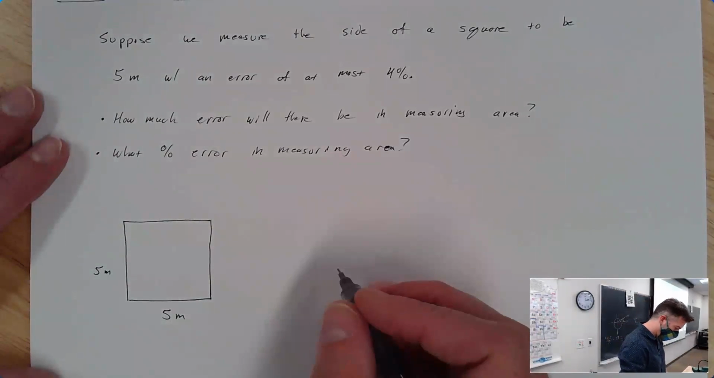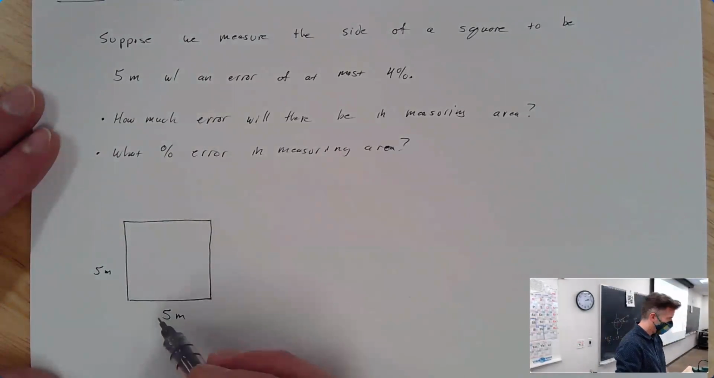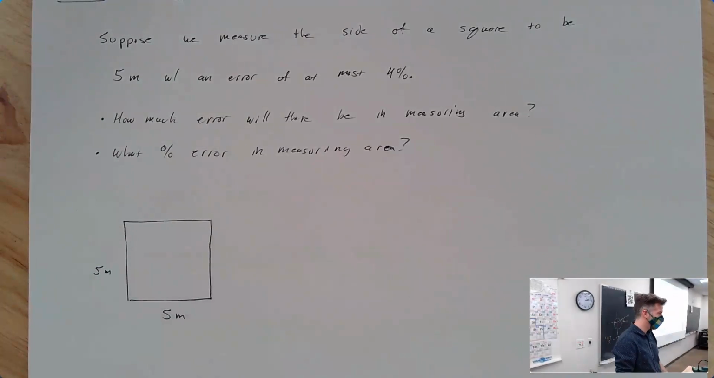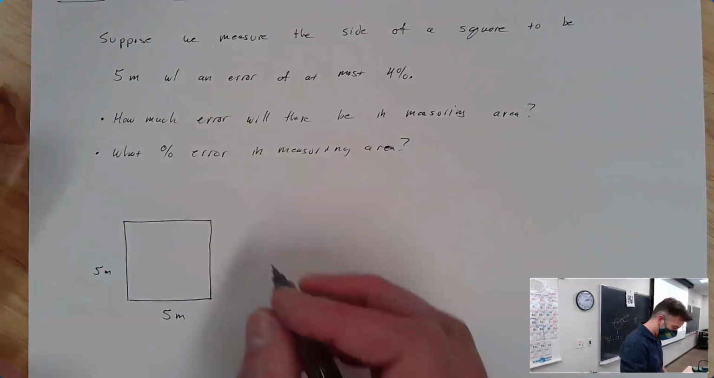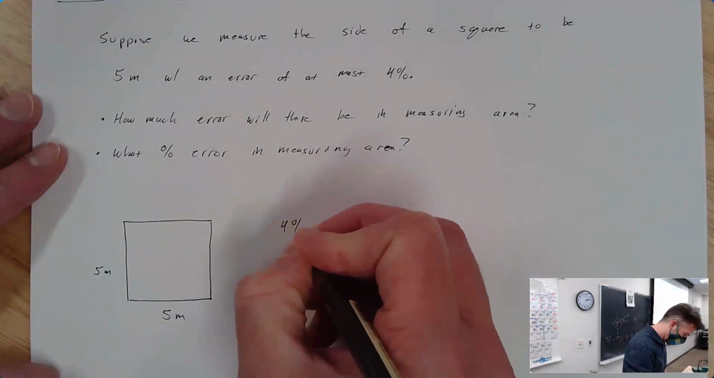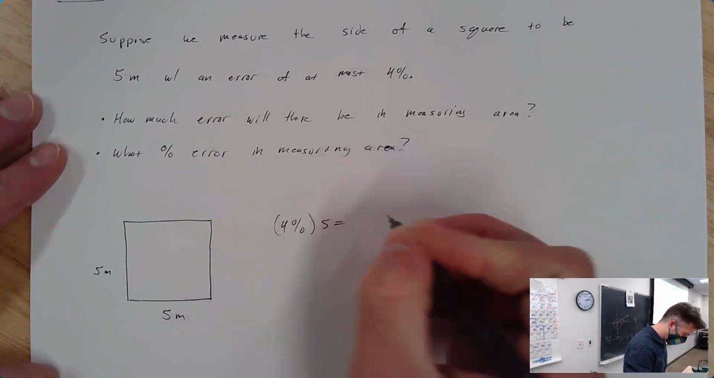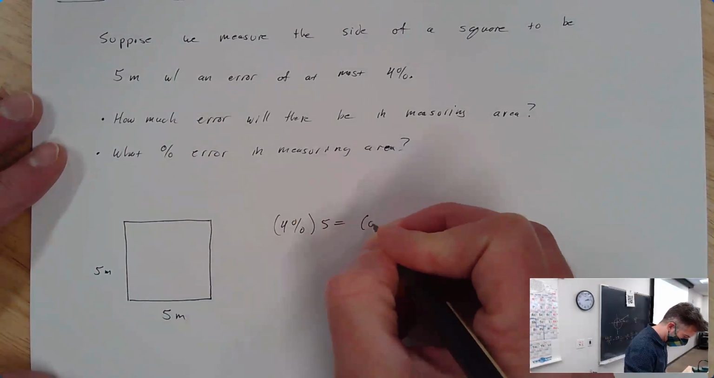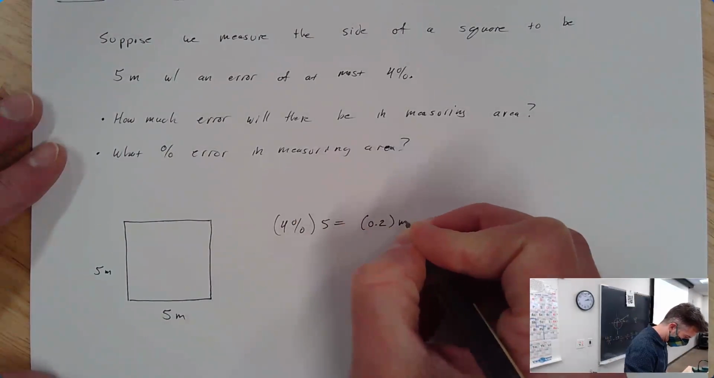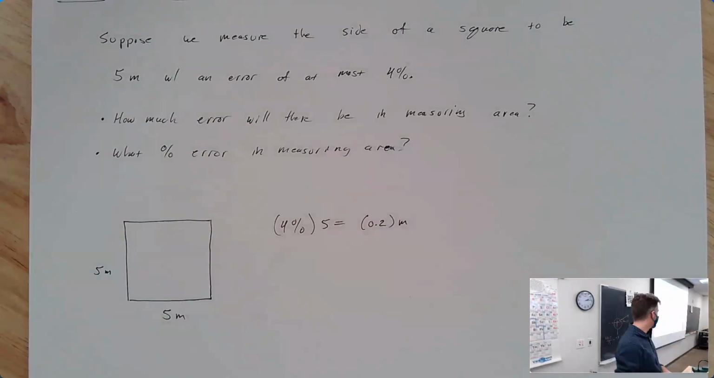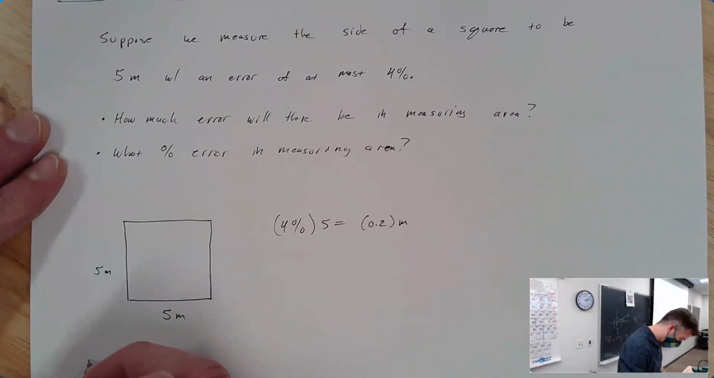But it really could be between. So how small could the side actually be if you have a 4% error? Well, 4% of 5 is going to be 0.2 meters. So it could actually really be between 4.8 meters and 5.2 meters. That could actually be how small or big the side is. So the small square could be, I'm just going to make a small square here.